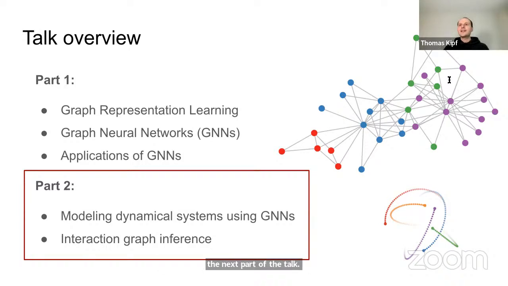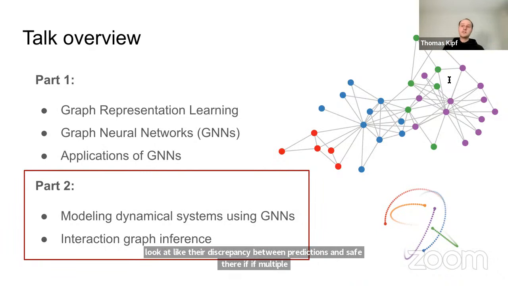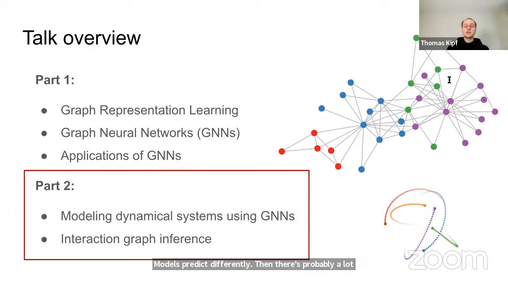Then there's one question about how to handle uncertainty in graph neural networks. Uncertainty is interesting because it can come in various ways. For example, you can have uncertainty about your prediction in the output. Then the same techniques apply as for any other uncertainty modeling technique in any other neural network: you can take an ensemble of methods and look at the discrepancy between predictions, and if multiple models predict differently, then there's probably a lot of uncertainty. You can use Bayesian approaches, like Bayesian graph neural networks that take uncertainty into account.